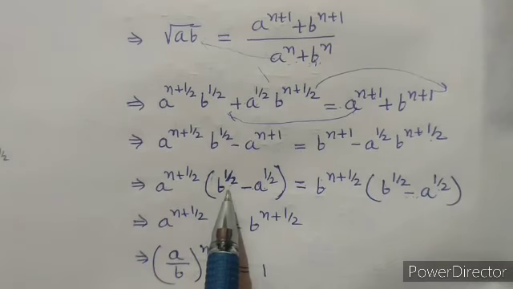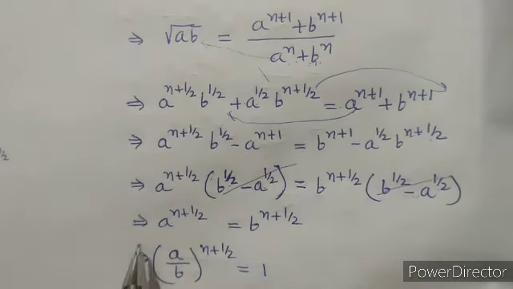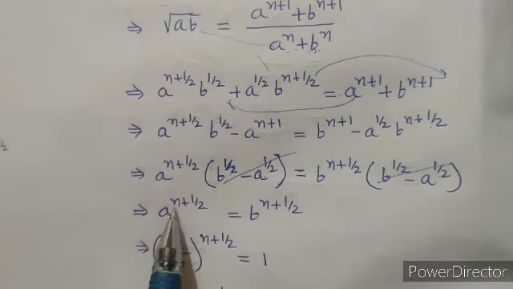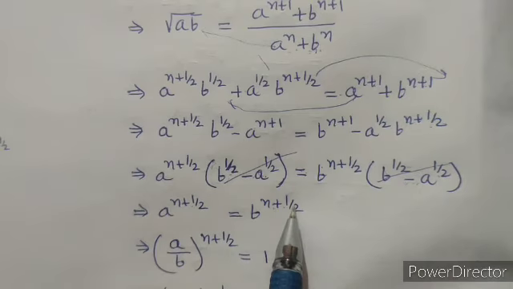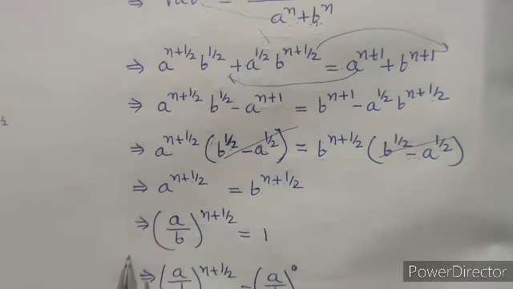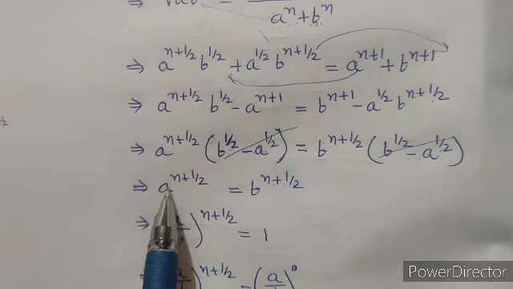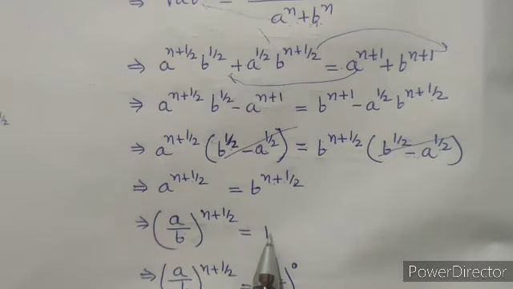Now, here b^(1/2) − a^(1/2) will cancel out, and this will give us a^(n+1/2) = b^(n+1/2). Now, on dividing both sides by b^(n+1/2), we will get (a/b)^(n+1/2) = 1.